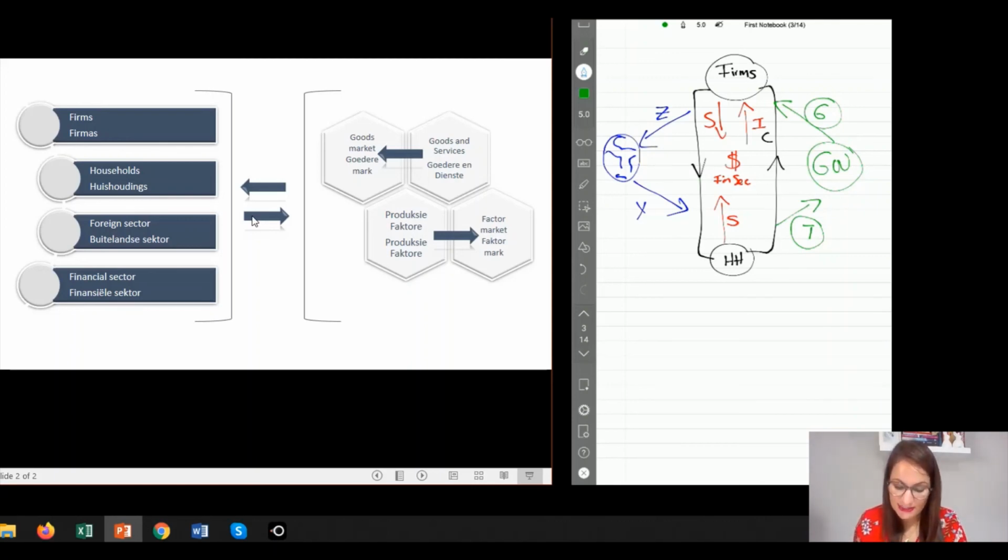So you can see an injection is your exports. An injection is your government expenditure going into the economy. Investment is an injection. A leakage is money flowing out of the cycle. So you have savings. Although savings is good for you, it's not necessarily good for the country because it's money flowing out of your pocket, not into the economy, but into a bank account. So savings is a leakage. Imports is a leakage. Taxation is a leakage. It's money flowing out of the business cycle and out of the cycle of economics.